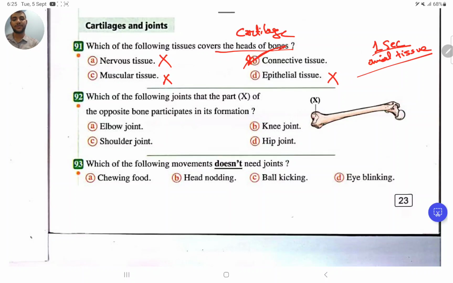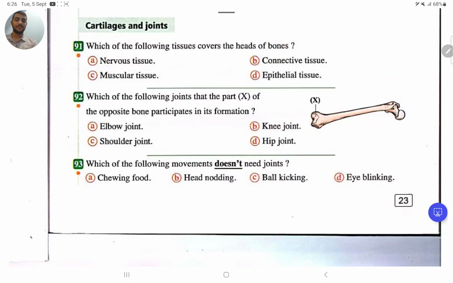92. Which of the following joints does part X of the opposite bone participate in forming? Part X. What is this bone we called before? It's the femur bone, and part X, its lower part, makes the knee joint. Not elbow, not shoulder because it's the upper arm, not hip because I mentioned I need part X. This part is the hip and this part is the knee joint. Clear? Let's continue, guys.